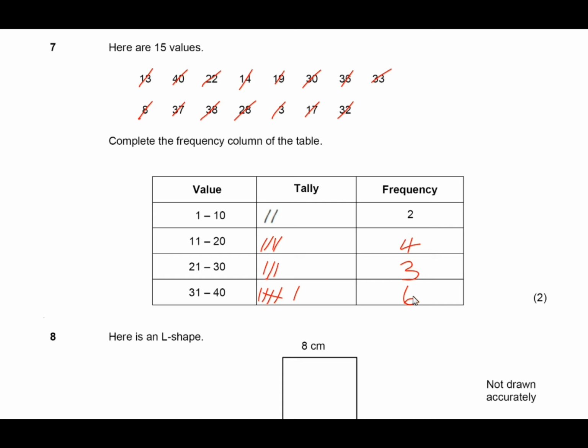And then just as a check, add them up: 6, 9, 13, 15, and there are 15 values. So we've got them all covered. So for 2 marks, you need a frequency of 4, 3, and 6.